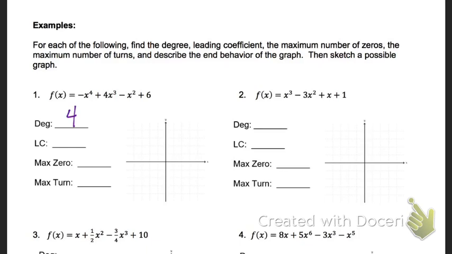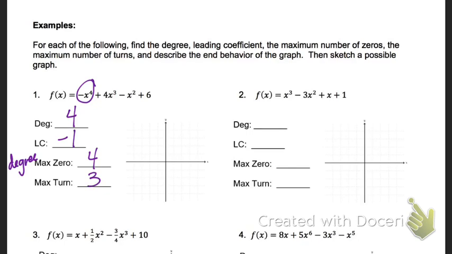My leading coefficient is -1. So maximum number of zeros could be what? 4, because it's equal to the degree for zeros. For turns, it's subtracting 1. So that would be 3.